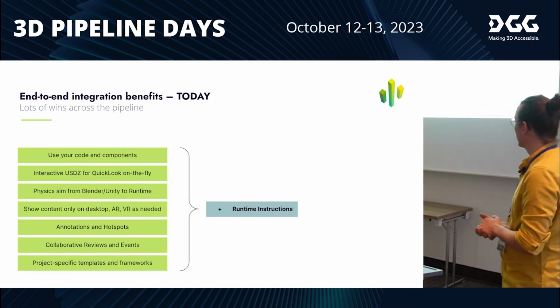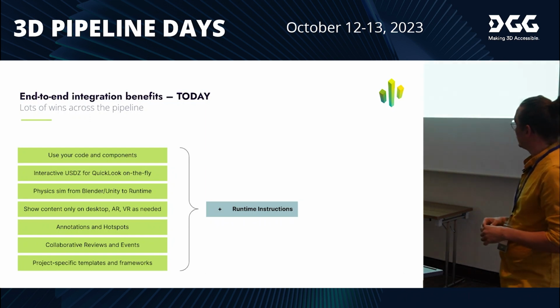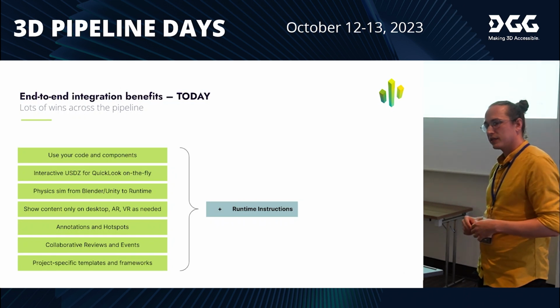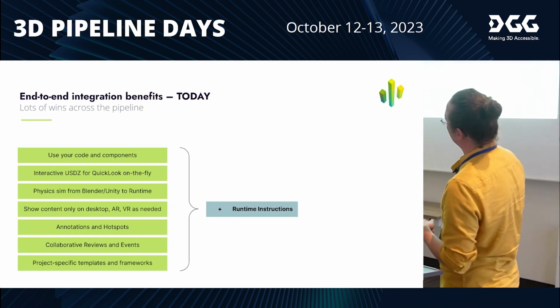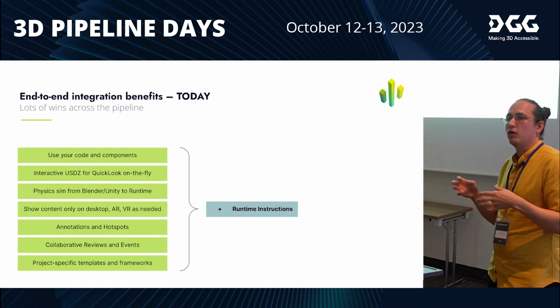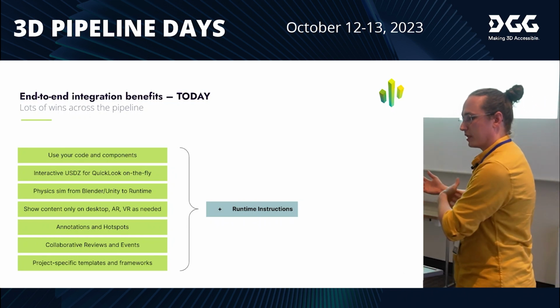Yeah, and on the runtime side, I already mentioned we can convert to USDZ on the fly. You can bring a physics simulation from Blender or Unity to the runtime without even thinking about that. You can mark content up for, like, this is important for AR, this is important for VR, and this all happens at an artistic choice level and not at a later stage.